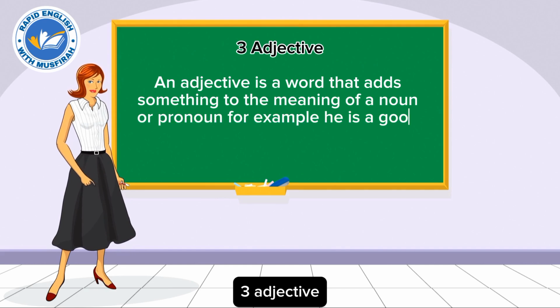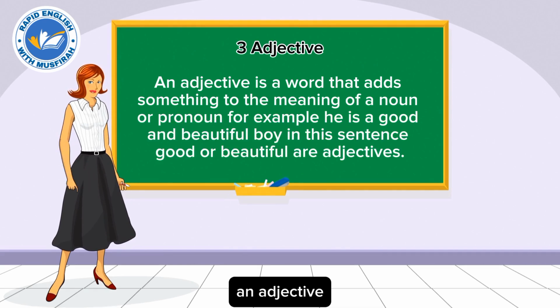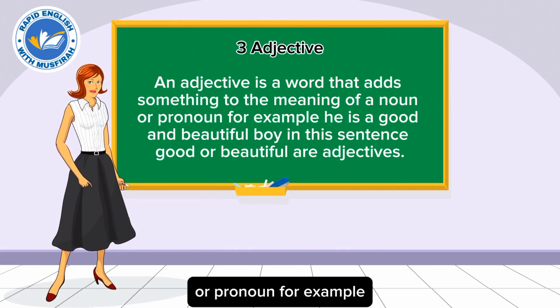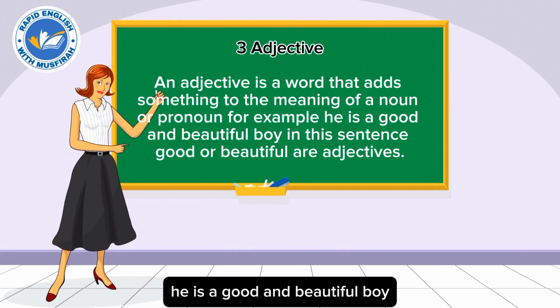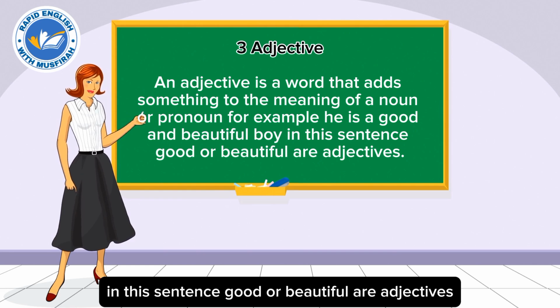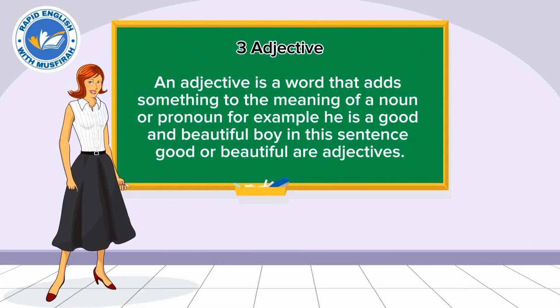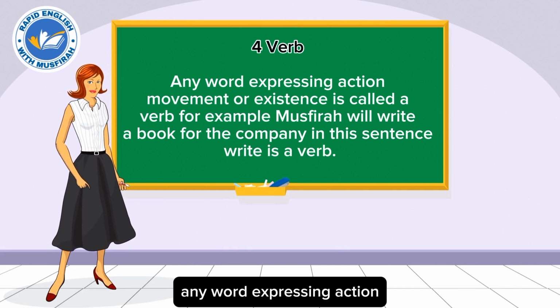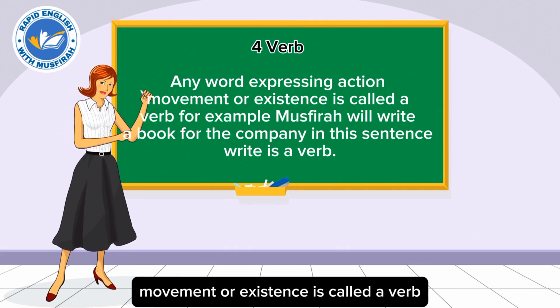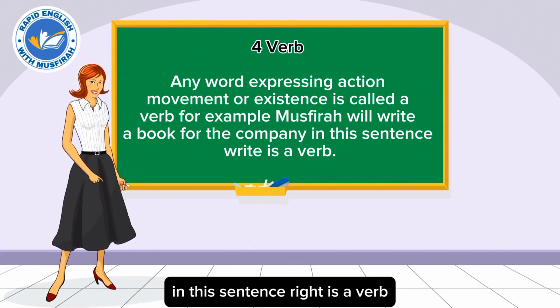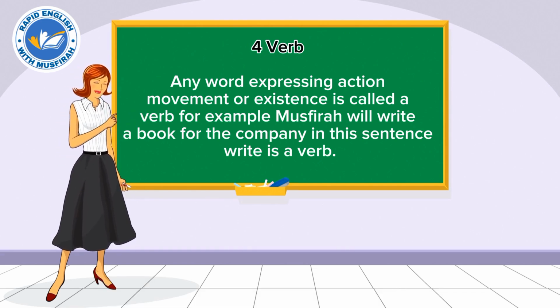3. Adjective. An adjective is a word that adds something to the meaning of a noun or pronoun. For example, he is a good and beautiful boy. In this sentence, good and beautiful are adjectives. 4. Verb. Any word expressing action, movement, or existence is called a verb. For example, Musfirah will write a book for the company. In this sentence, write is a verb.